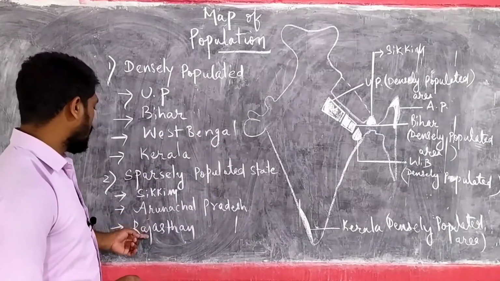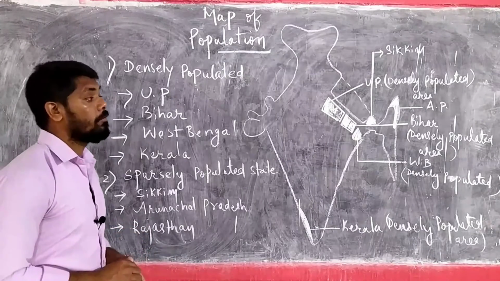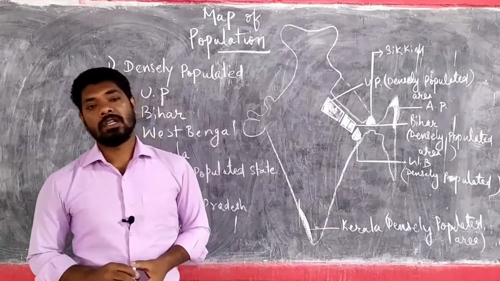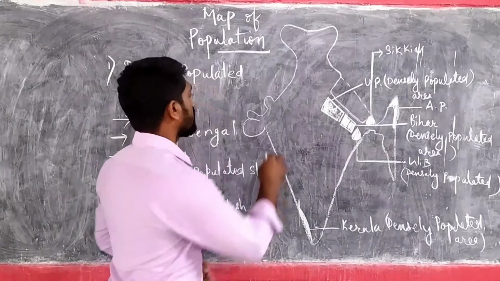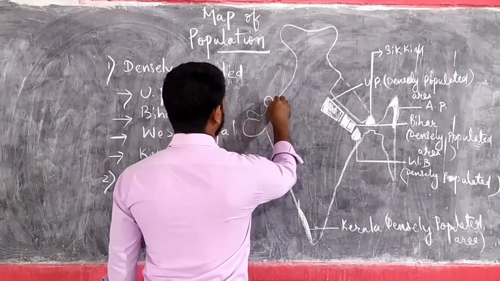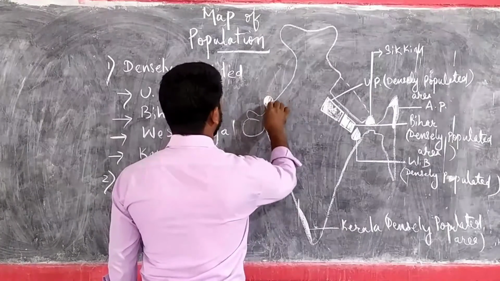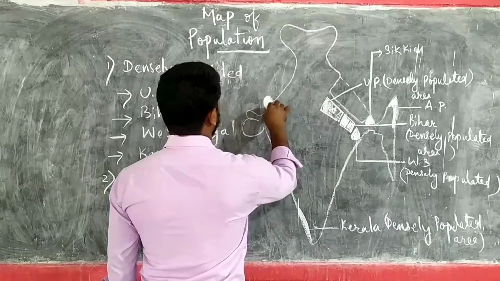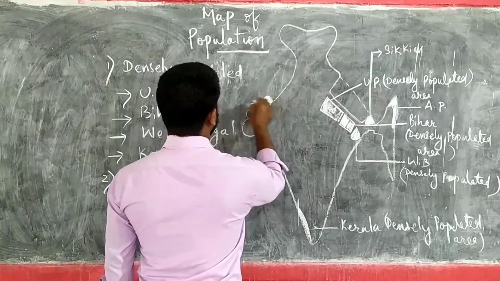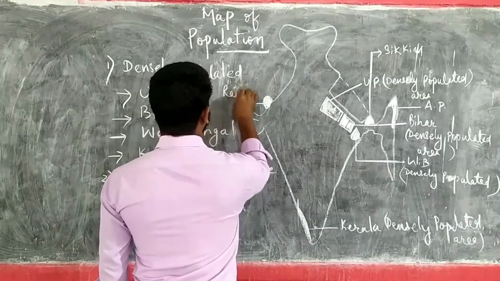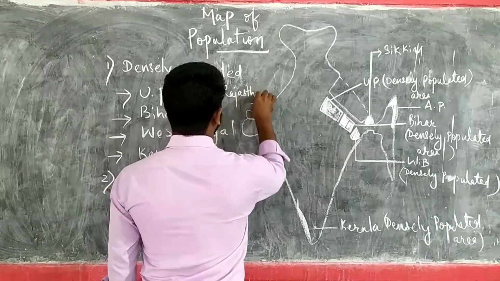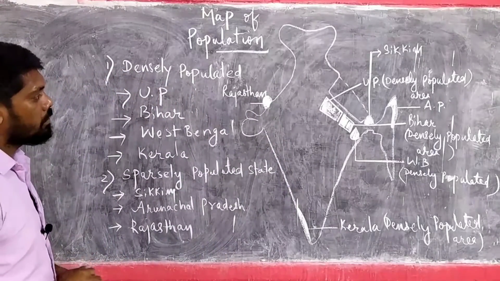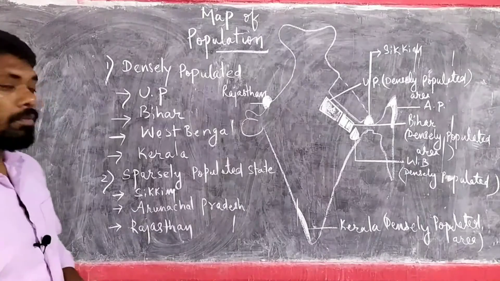And then again comes Rajasthan. If you are asked for the western side of India, mark a sparsely populated area. So Rajasthan is the place where the Thar desert is. Because of the desert area, people do not inhabit it much. So in this area I can write, this is Rajasthan. Alright. So these are the few states that you need to remember for the map work in your board examinations.